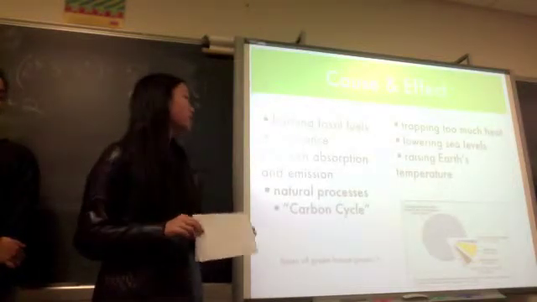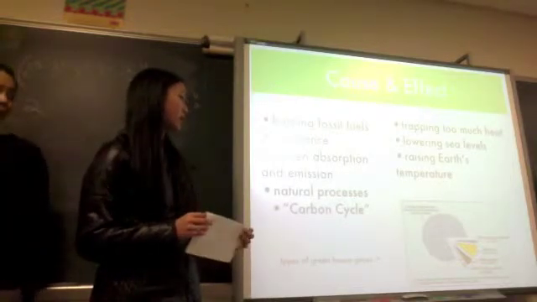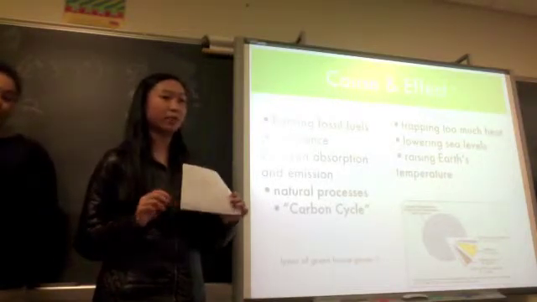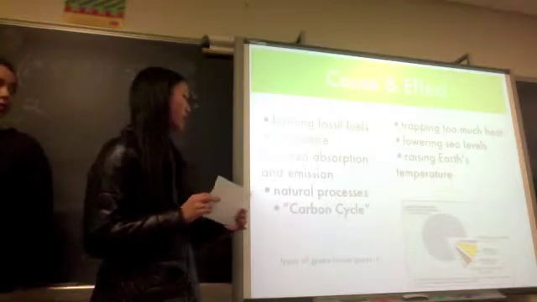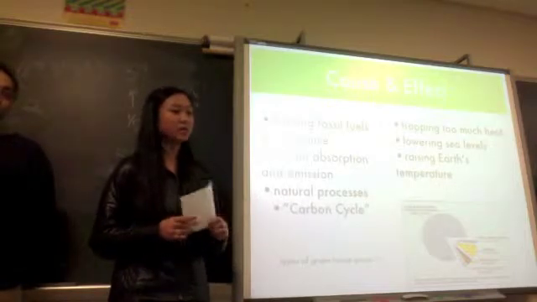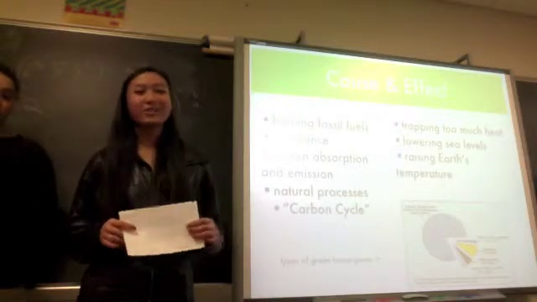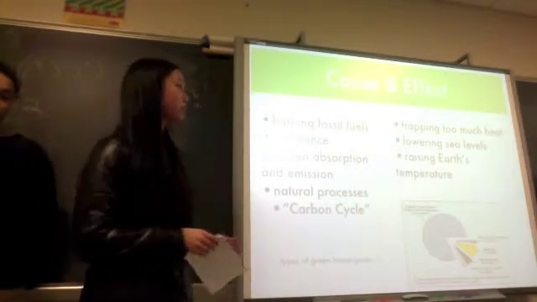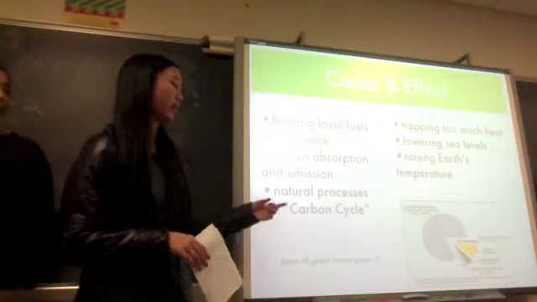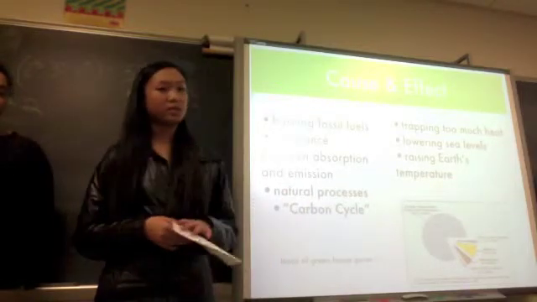The cause and effect: burning fossil fuels, especially from industrialization, an imbalance between absorption and emission, so they're absorbing more energy and heat than what they're emitting back. And this also is because of natural processes like the carbon cycle, when plants take in CO2, or when there's deforestation, so they're taking away the trees, which take in CO2 too. And it's raising Earth's temperature. And then that graph shows the amount of carbon dioxide and other greenhouse gases in the atmosphere.